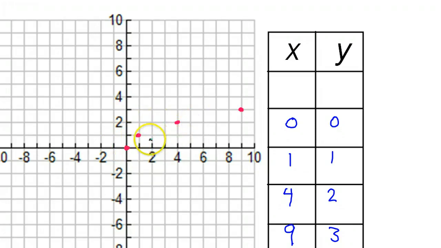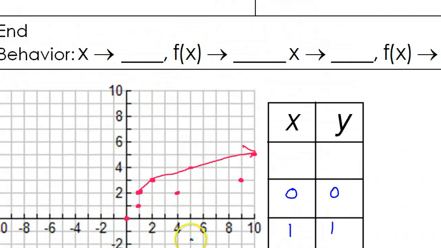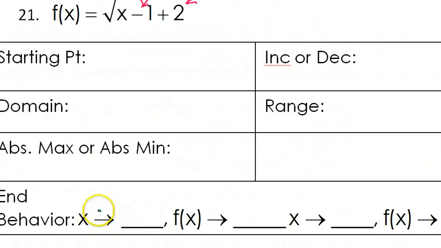Normally I would change colors, but for some reason every time I change colors, everything moves to the wrong place. So right 1, up 2 would be right here, and then right here, and here, and here. So this is the true graph. Alright, so that's how you graph it. Now let's answer these questions.